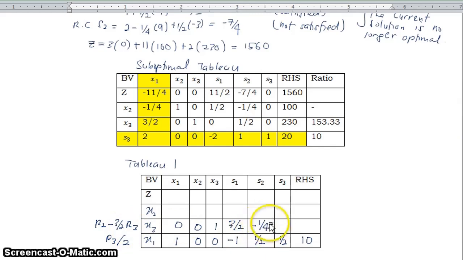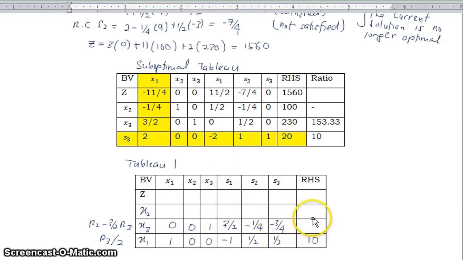we get negative 1/4. And for S3, 0 minus 3/2 times 1/2, we get negative 3/4. And for the right hand side, we have 230 minus 3/2 times 10. So we get 215.